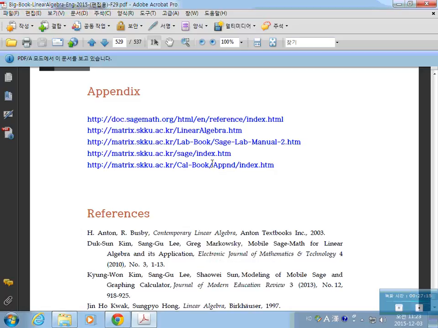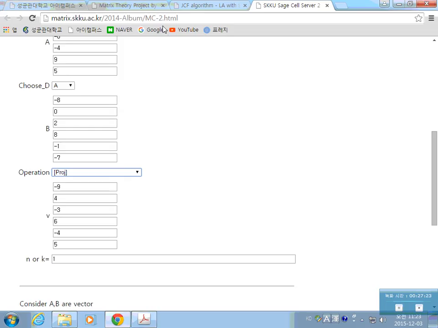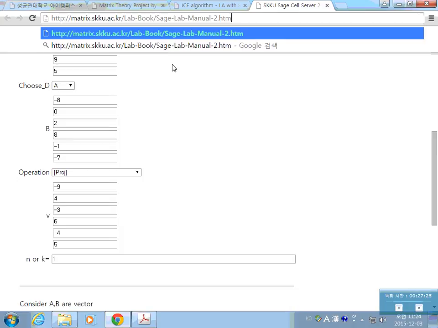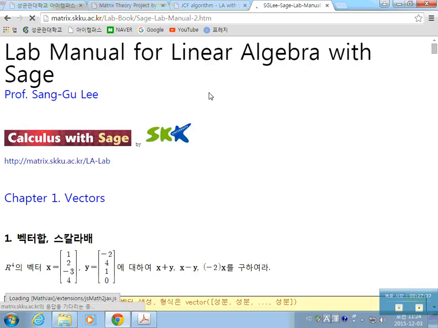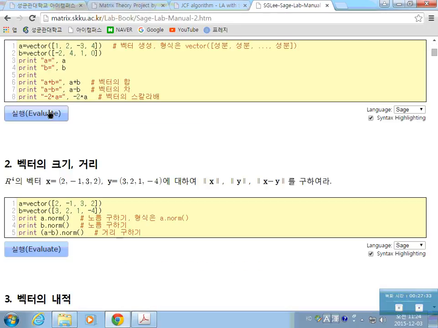These are the references. So actually here, this web manual, I think this will help you also. These are special presents for you. This is a LAM manual for linear algebra. Here, I made all the code for you.